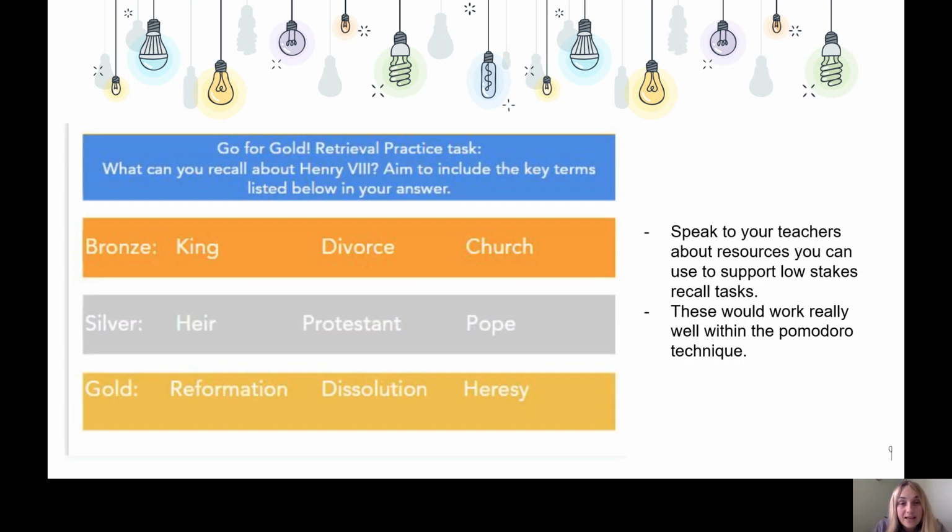Another one here is going for gold. Now, we actually did this in a staff training session. It was really, really good. So if you speak to your teachers about the resources that they can give to you, they will have things like this that could help you. If you look here, what can you recall about Henry VIII? Aim to include the key terms listed below in your answer. And there's 3 different levels there to do. Bronze being the easiest, and then silver, and then gold.